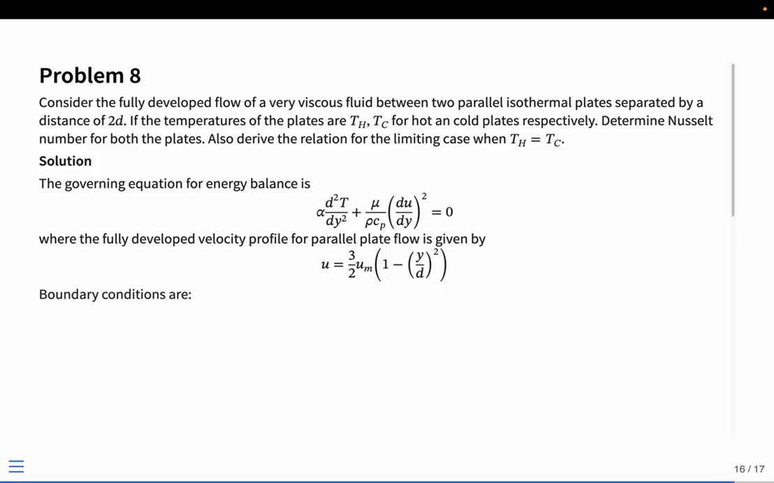Of course, you need the boundary conditions also. Let's say the bottom wall is TC and top wall is TH. This is some arbitrary thing. You can just do the reverse as well. It doesn't matter. Basically, all you are doing is just changing your coordinate system accordingly.